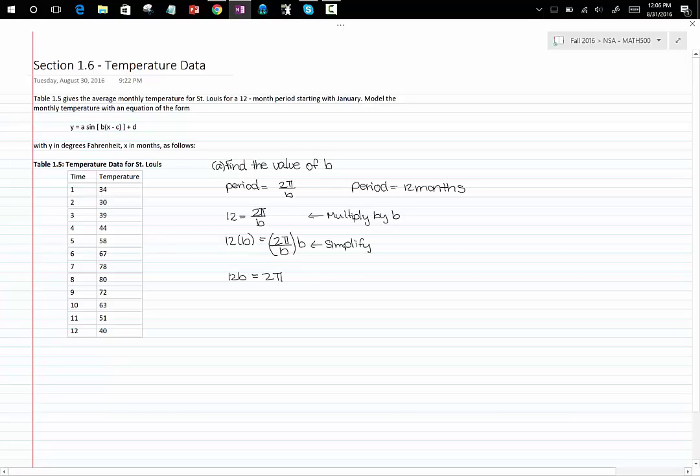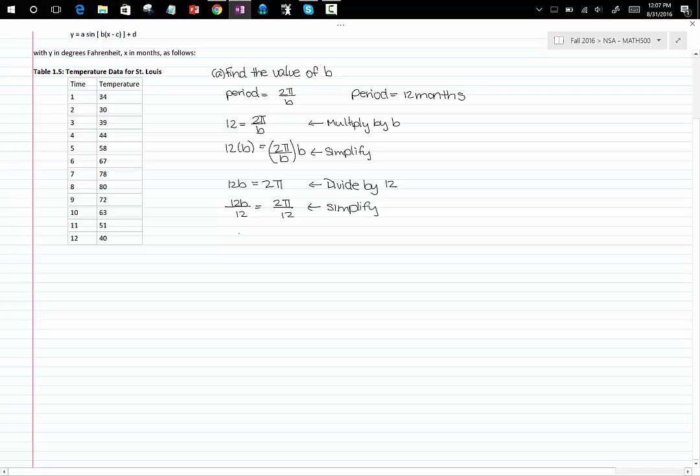Now we want to divide 12 to both sides in order to get b all by itself on the left-hand side. So now we have 12b divided by 12 is equal to 2 pi divided by 12. Simplify. 12 cancels out with 12, so we have b is equal to 2 pi divided by 12. Or, since 2 cancels into 12, leaving 1 and 6, b is equal to pi divided by 6.